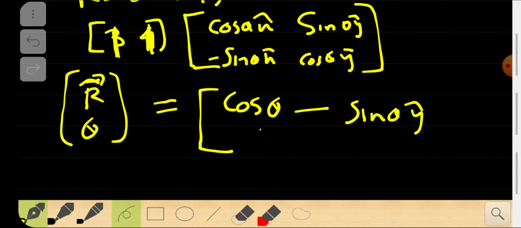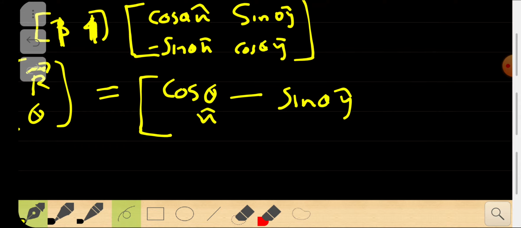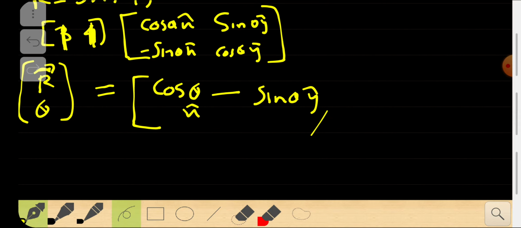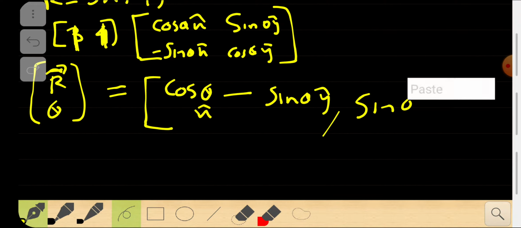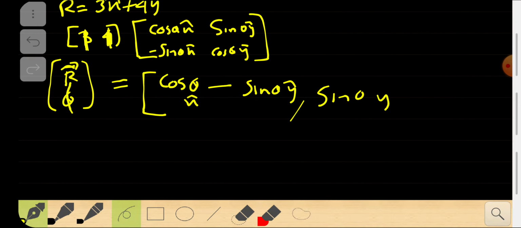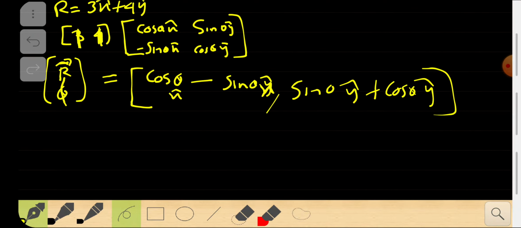y cap, and this is x cap as one vector, one part of the 2 by 1, these are 2 vectors, one row and two columns. So x cap and sine theta y cap plus cos theta y cap. So this is also x cap, sorry about that. So that's the vector that you get when you multiply the row and column.